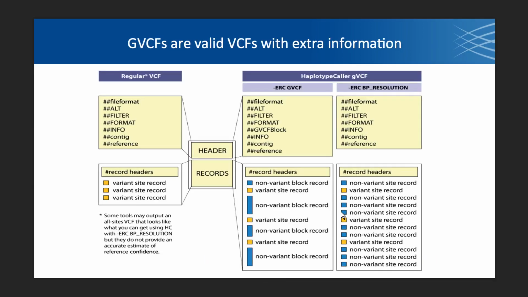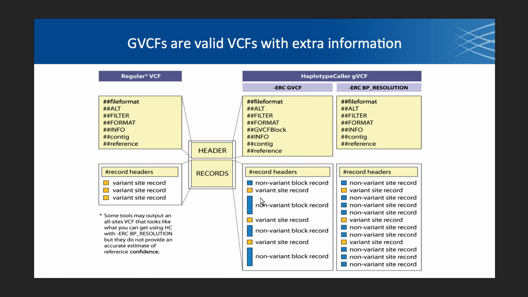So as I mentioned, GVCFs are genotype or genomic VCFs, because they give you information about every position in the genome. The example that we just looked at has these non-variant blocks or blocks of reference information where they're going to have a start and an end tag to tell you how many bases they span.